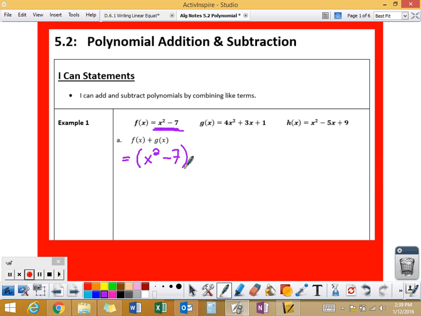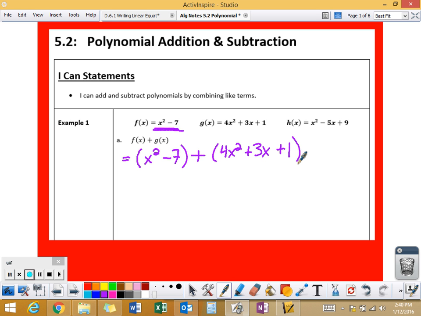So right away for f of x, I have x squared minus 7. Then I'm going to put a plus sign because I'm adding g of x to it. And in place of g of x, I'm going to put 4x squared plus 3x plus 1. So when I add these two together, I have x squared minus 7 plus 4x squared plus 3x plus 1.